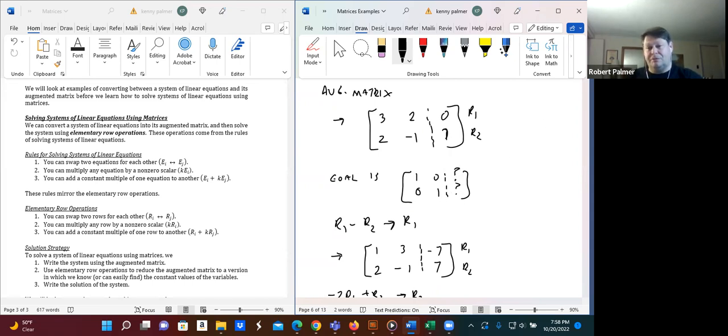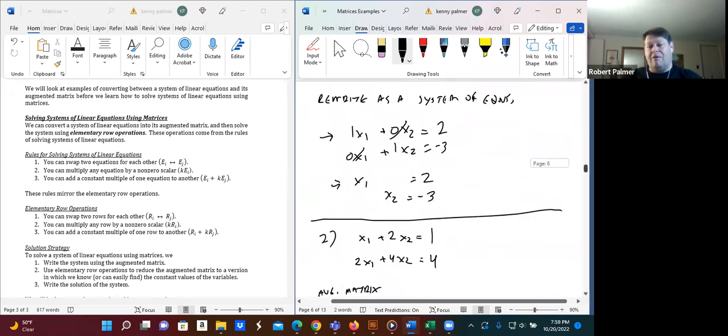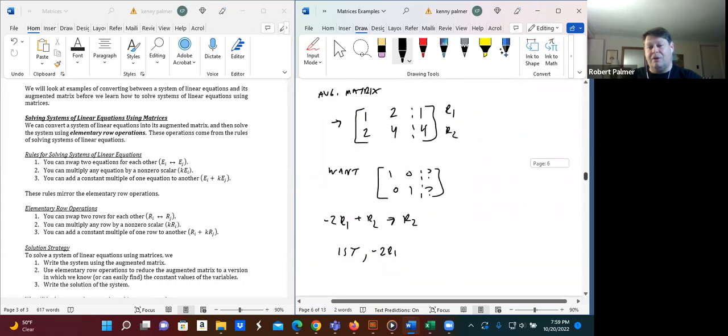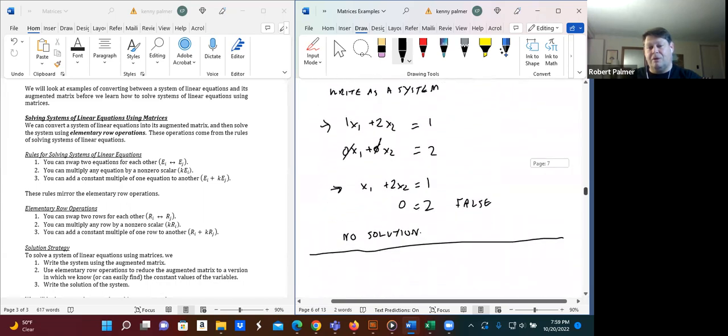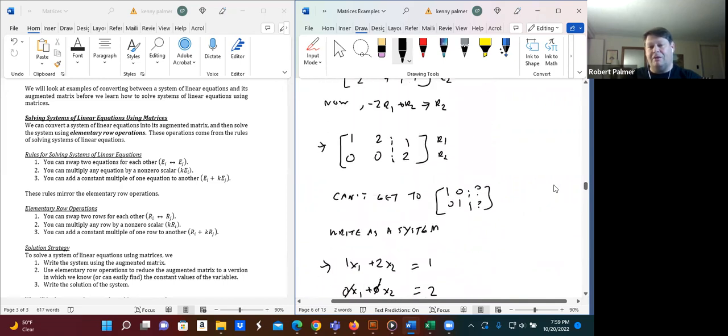And then finally, if we have zeros on the left side of our dividing line and something non-zero on the right side, that means there's no solution.